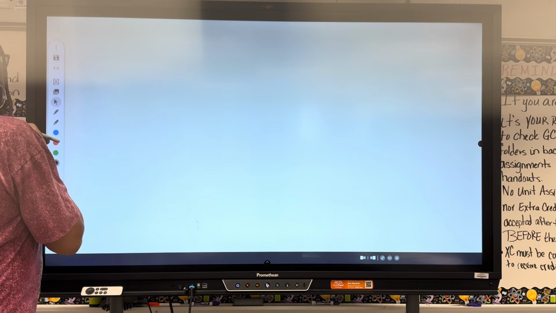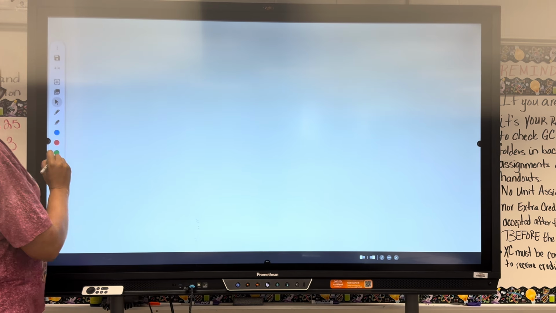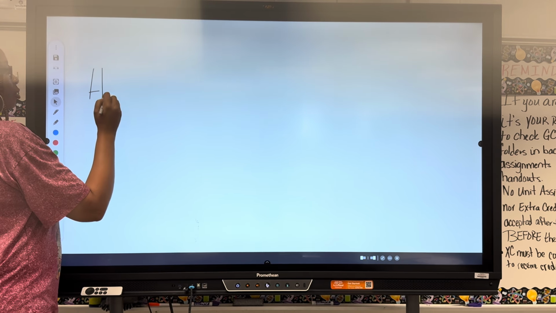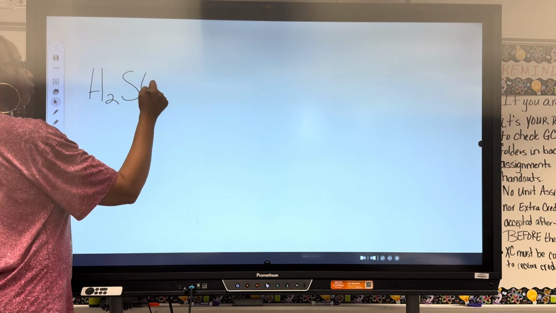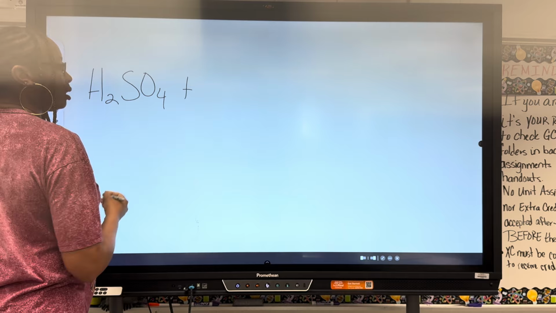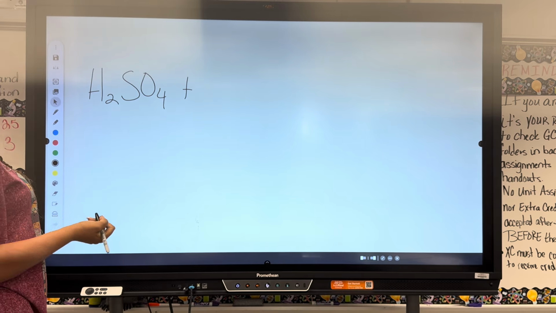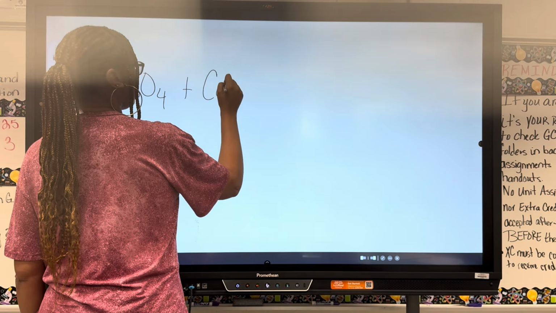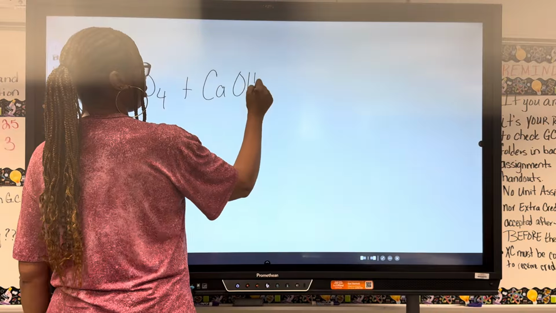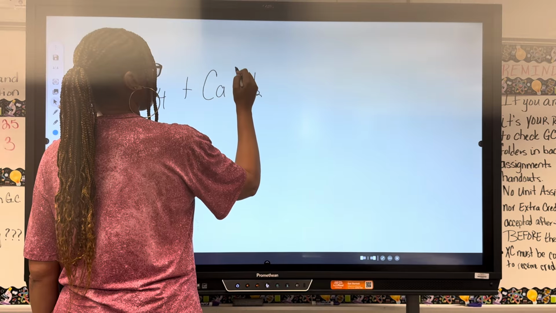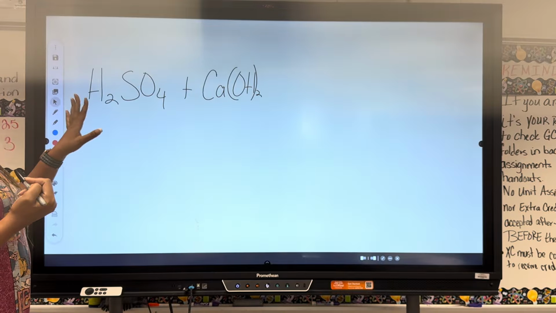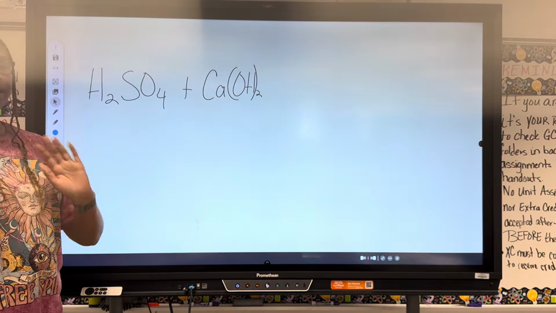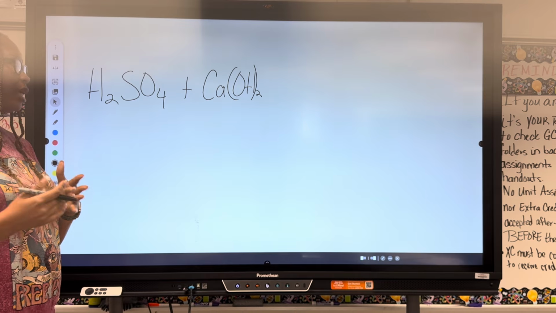Let's see. Let's do phosphoric acid or sulfuric acid. Let's do sulfuric acid. H2SO4 plus calcium hydroxide, Ca(OH)2. Okay. Now, in this case, I have an acid and a base. This is an acid-base neutralization.